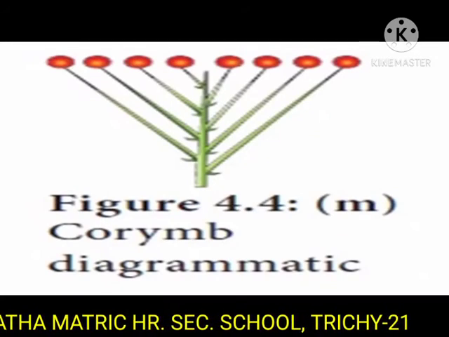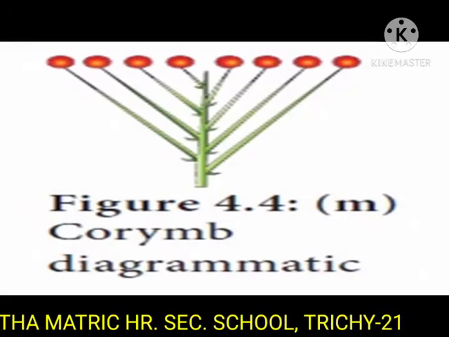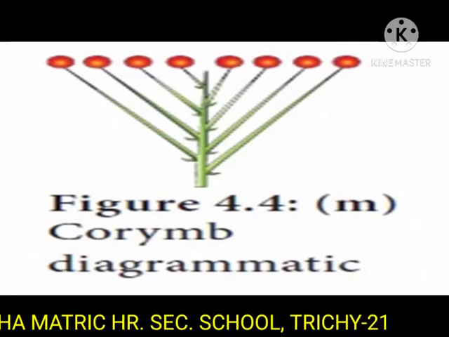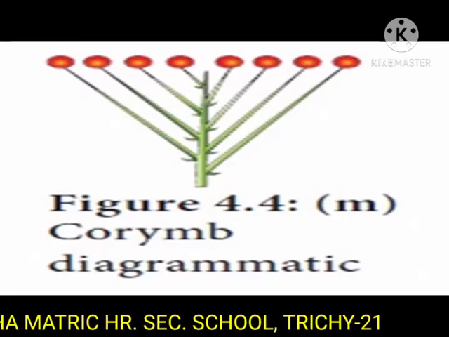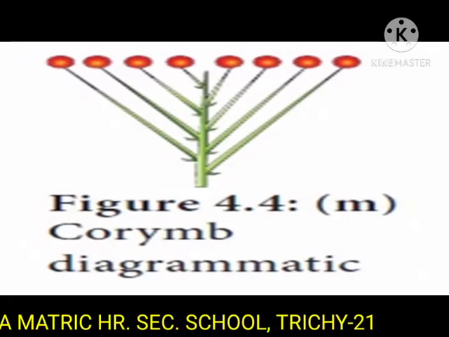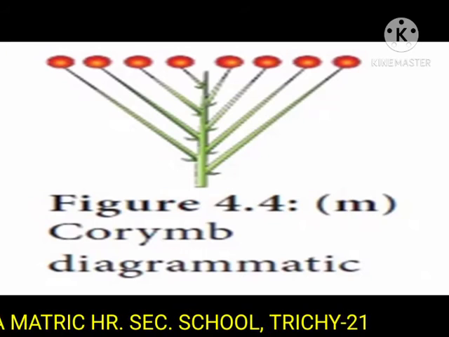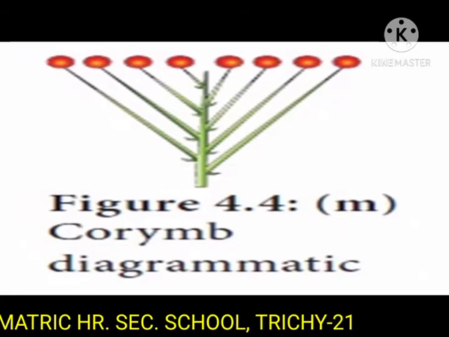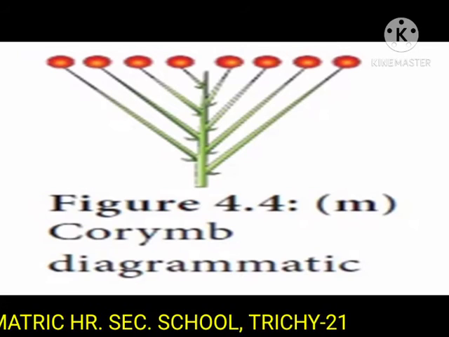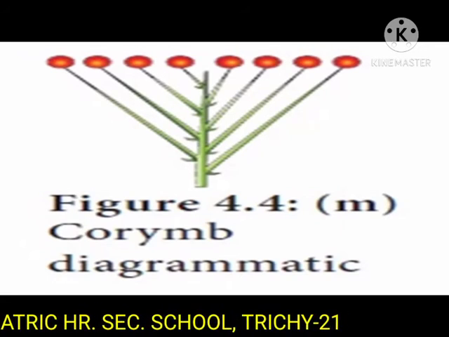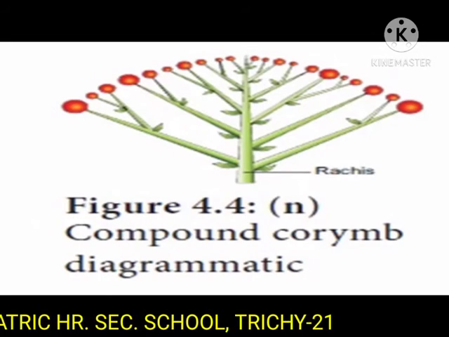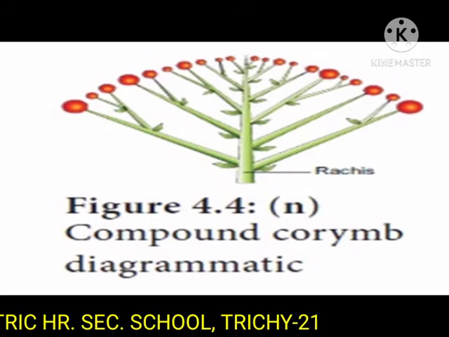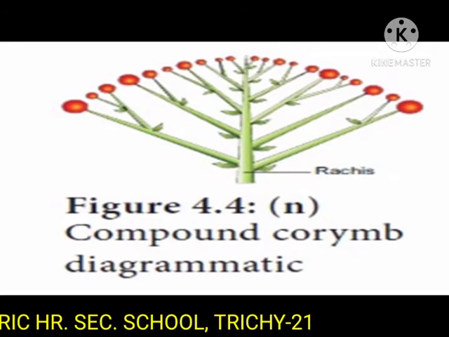Corymb, an inflorescence with short pedicellate flowers at the top and long pedicellate flowers at the bottom. All flowers appear at the same level to form a convex or flat-topped racemose inflorescence. Compound corymb. A branched corymb is called compound corymb. Example, cauliflower.